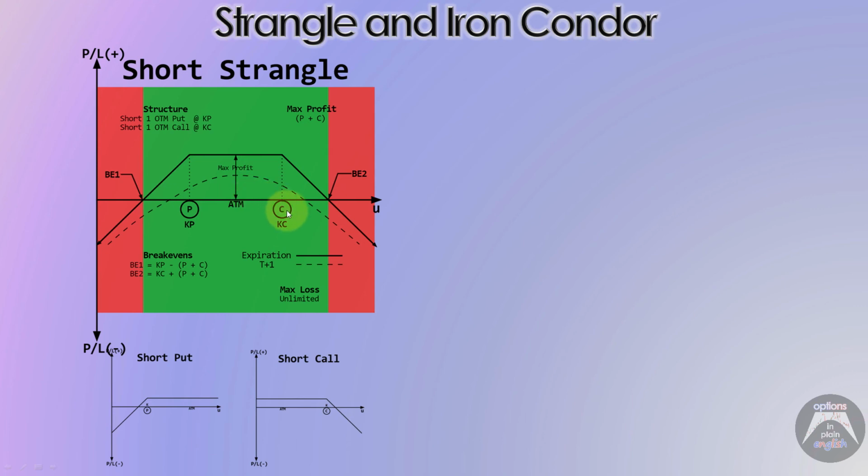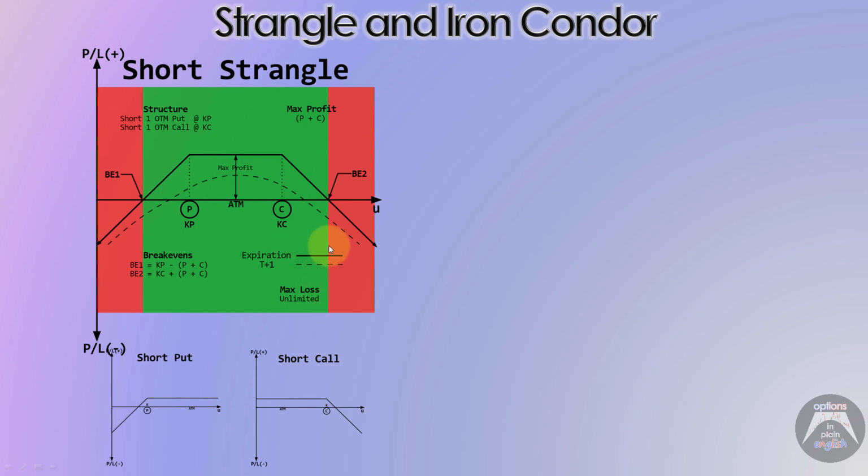On the upside is something similar. You have the call, and you have the credit that you received, and the break even number two. The other break even is going to be the strike price where the call is plus the credit that you received. At this point and higher at expiration, you're going to start having losses.